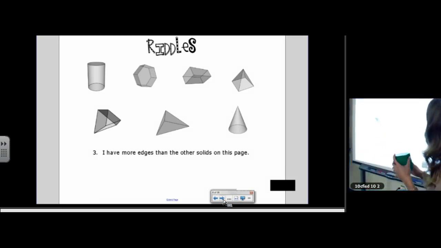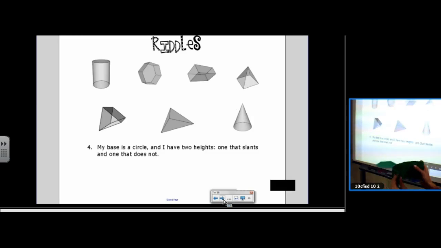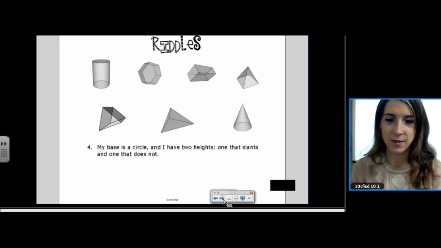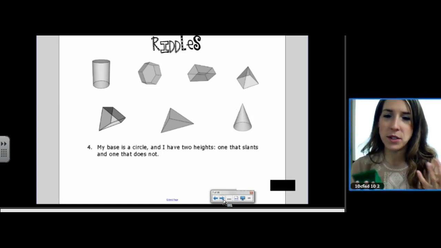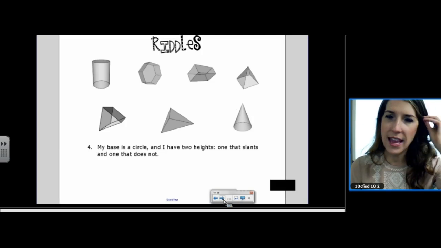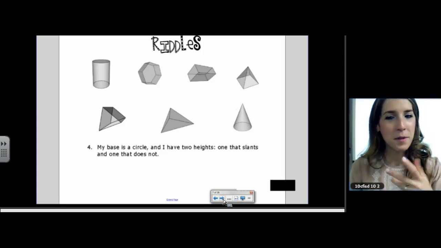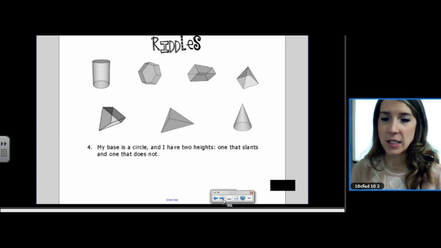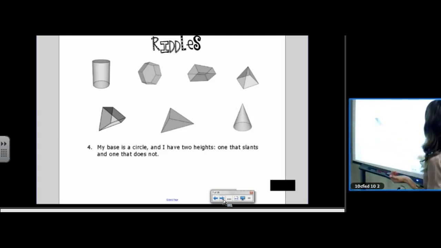Okay, next one. My base is a circle, and I have 2 heights, one that slants and one that does not. Good. So when you saw that the base was a circle, you knew it was a cylinder or a cone, but then when you saw it had 2 heights, a cylinder only has 1 height. So it had to be cone. Yep. We'll talk about this on Friday. I think we won't get till Friday.